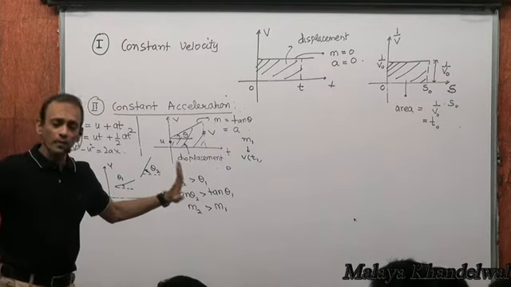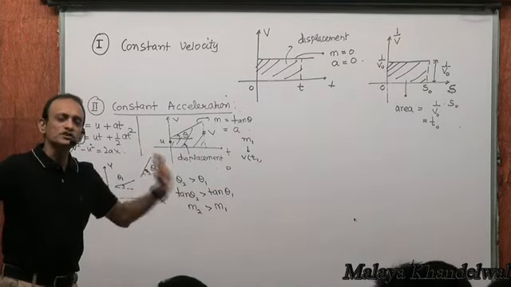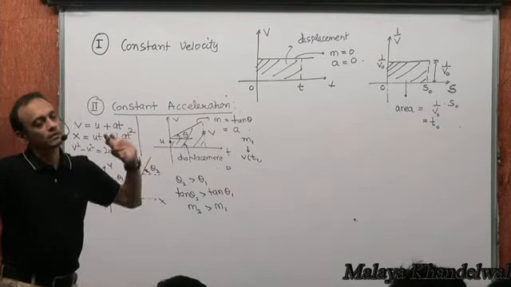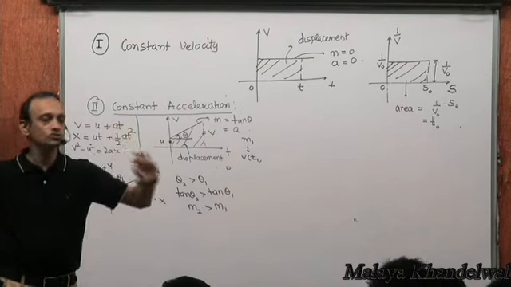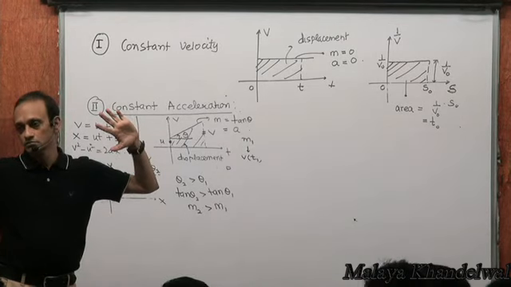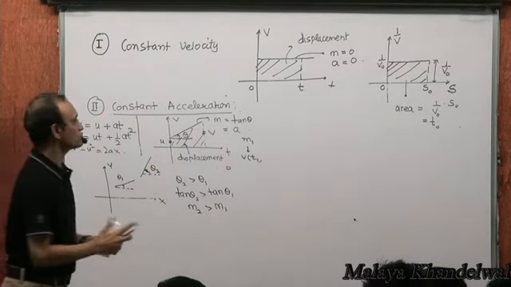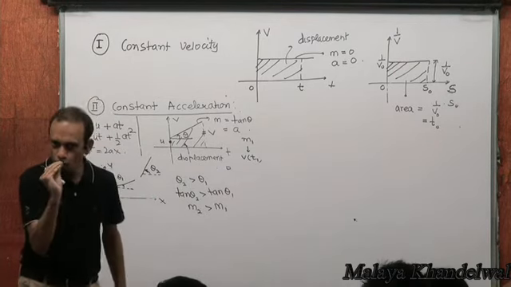Yes. For a particle moving along a straight line, if the displacement time graph is a parabola, it has to be a case of constant acceleration. It has to be a case of constant acceleration. No issue so far, right?